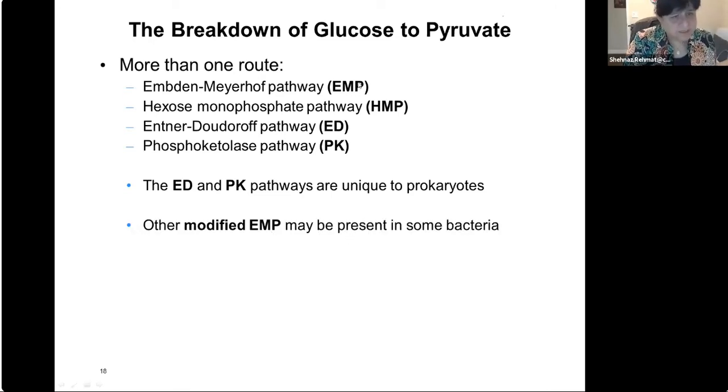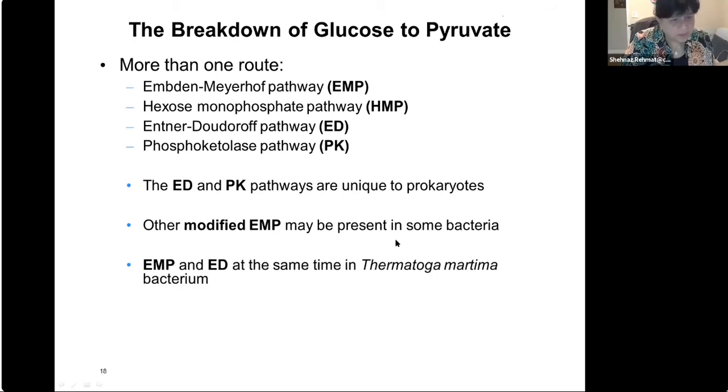We do have some modified EMP in some bacteria. So we'll look at some modifications of the EMP, which normally operates in eukaryotes and prokaryotes, but some bacteria may have modified their EMP, and we'll look at those also. In one bacterium that we know, Thermotoga maritima, which is well known, you will find EMP as well as the ED pathway running at the same time. So what I'm trying to say is that these pathways are not exclusive at one time. In some microbes, you may find two types of them going at the same time from glucose to pyruvate.